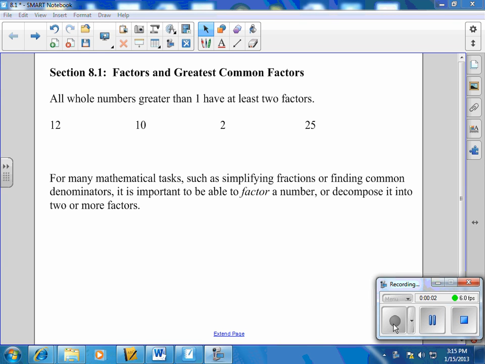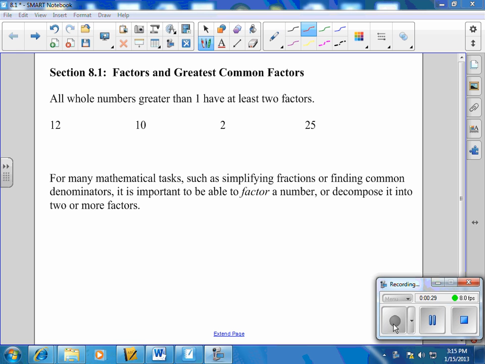Alright, Chapter 8 is all about factors and factoring polynomials, but before we can factor actual polynomials, we have to talk about factors when it comes to just plain old numbers and then with monomials. So there's a rule that says that all whole numbers that are greater than 1 have at least 2 factors. So a number like 12 might have more than a number like 2.